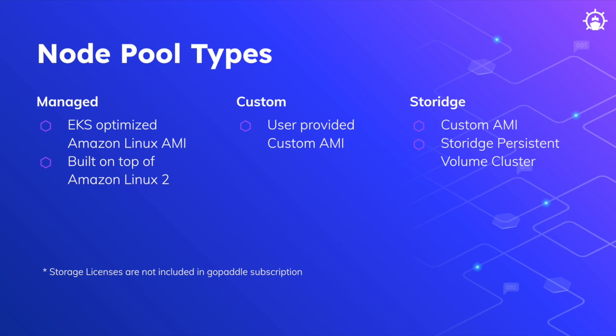The next type of node pools are called custom node pools. These node pools use user-provided AMIs, which are maintained by the end user. The last type of node pools are called storage node pools. These are custom node pools, but with additional capability to automatically provision and configure storage clusters. Storage offers a distributed storage for cloud-native applications. By provisioning a storage node pool, you do not have to worry about configuring the persistent volume layer when the cluster scales up or scales down. You can create an EKS cluster with one or more of each of these node pool types.